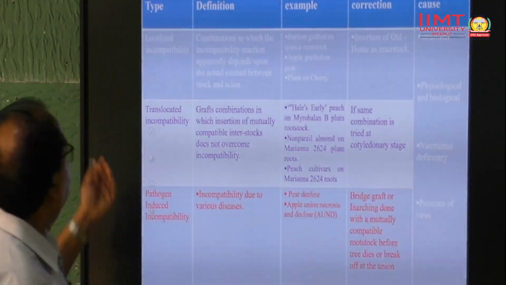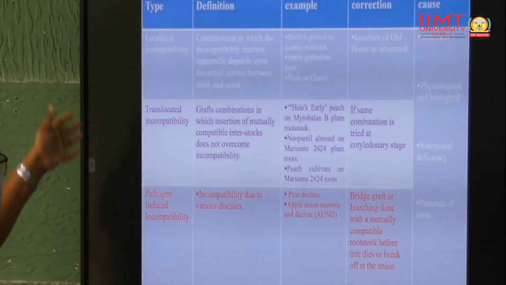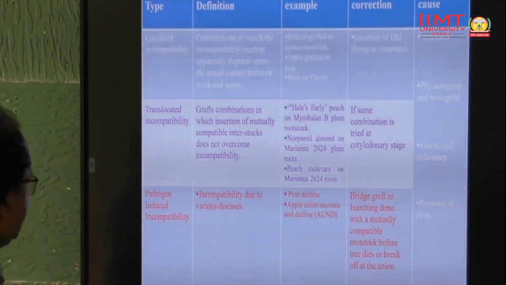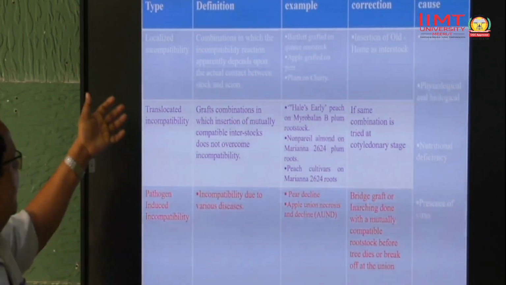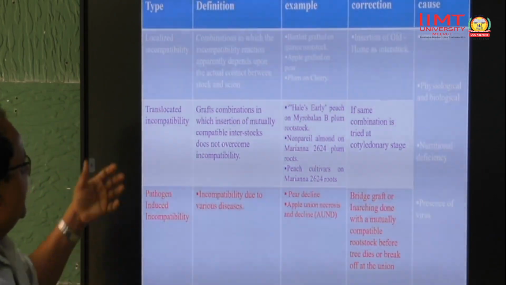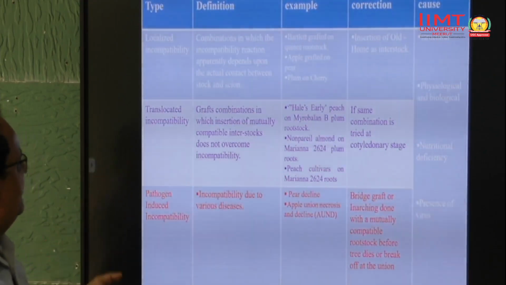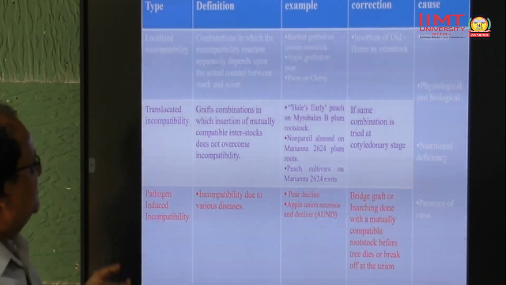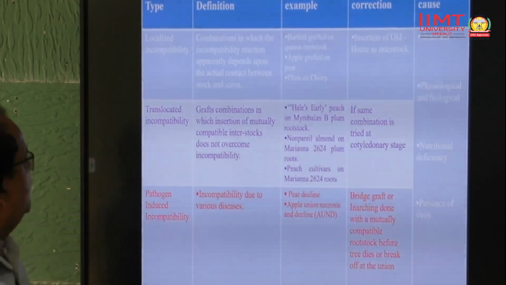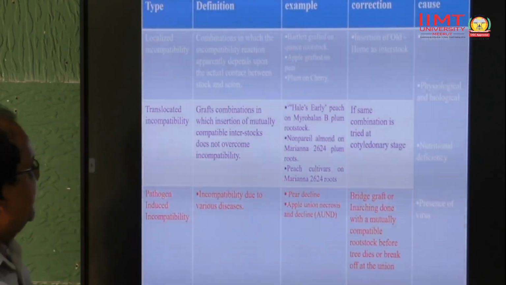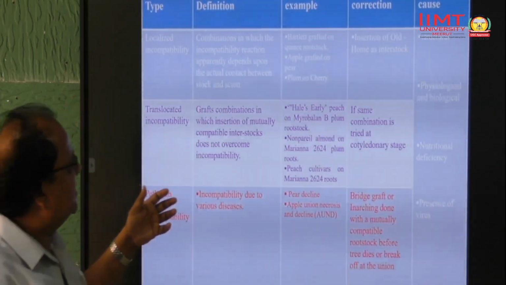Here are some types of incompatibility: localized incompatibility, translocated incompatibility, and pathogen induced incompatibility. Localized incompatibility is a combination in which the incompatibility reactions apparently depend upon the actual contact between the stock and scion. For example, in the case of pear, Bartlett grafted on quince rootstock develops localized incompatibility. Apple grafted on pear also develops incompatibility.